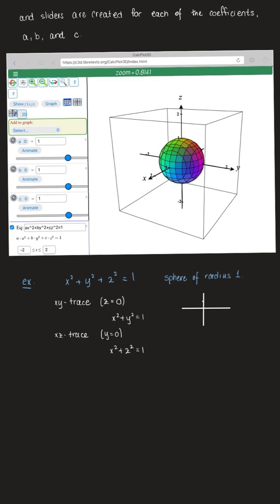I'm not used to this application as much as I am to some of my other ones. So, a circle of radius 1 on the xy plane. On the xz plane, the intersection of the surface and the plane is also a circle of radius 1. And the same thing happens on the yz plane. So the yz trace, when x is 0, we're going to get y squared plus z squared is equal to 1, so another circle of radius 1. So this sphere has each of its traces as a circle.